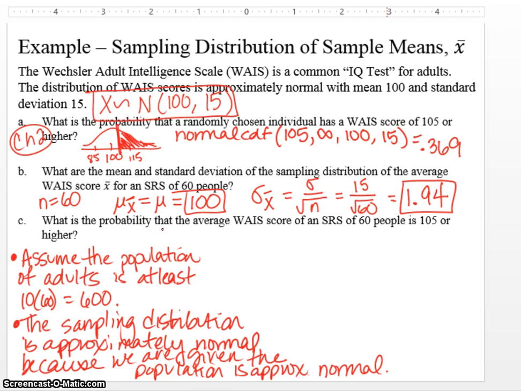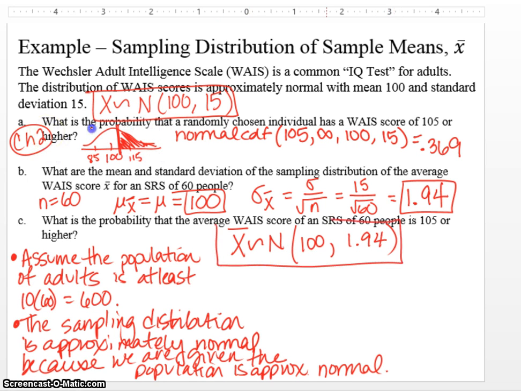Okay, well, I'm totally running out of room. I apologize. So now we can say that all the X bars are approximately normal with a mean of 100 and a standard deviation of 1.94. So again, at the beginning, we had the X's themselves, the individuals, approximately normal with a mean of 100 and standard deviation of 15. Now we're talking about all the X bars. So the sampling distribution will be approximately normal with a mean of also 100, but a much smaller standard deviation.